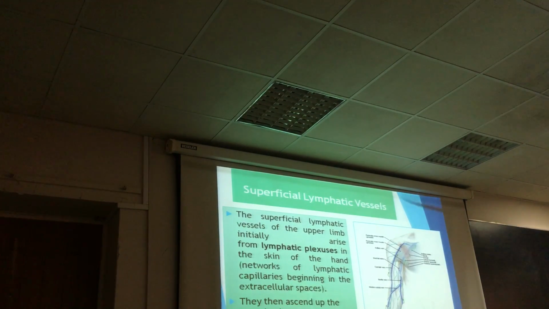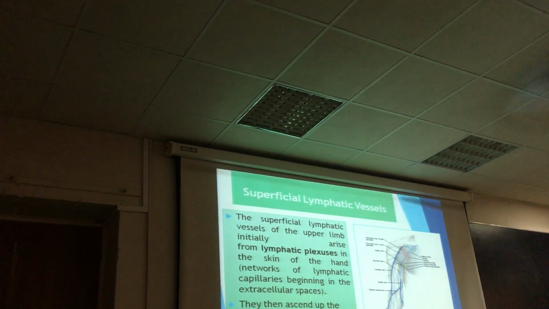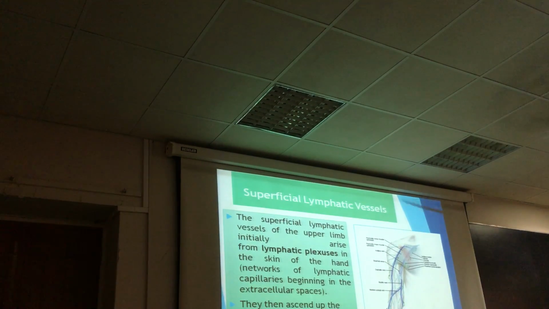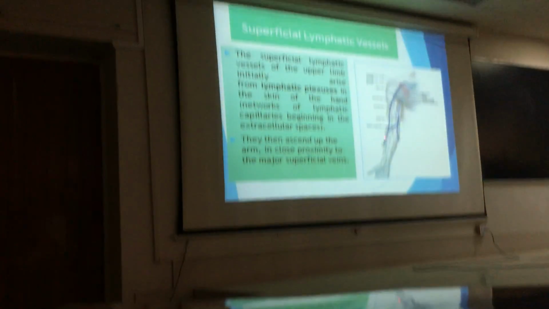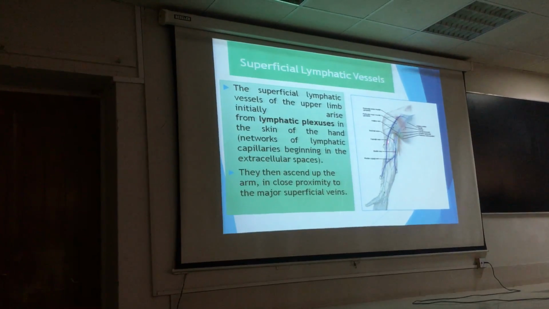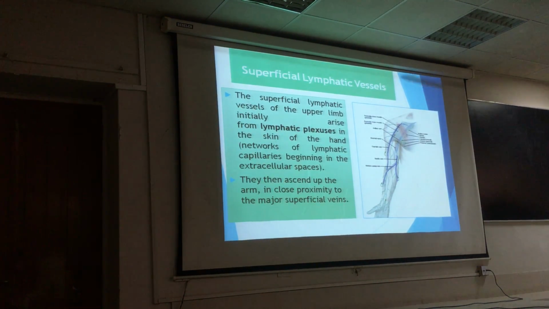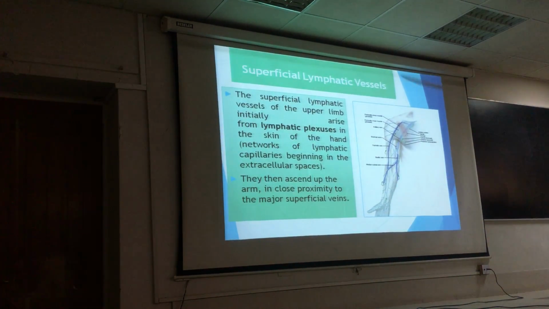So the medial vein is the basilic and the lateral vein is the cephalic vein. Now, if you look upwards, you have seen that once the lymphatic plexus arises, it goes upwards. They are ascending upwards. And if you see the connection, they are in very close proximity to the superficial veins of the upper limb. So they are in connection with the lateral as well as the medial vein of the upper limb.